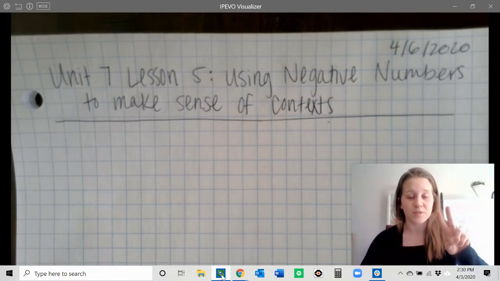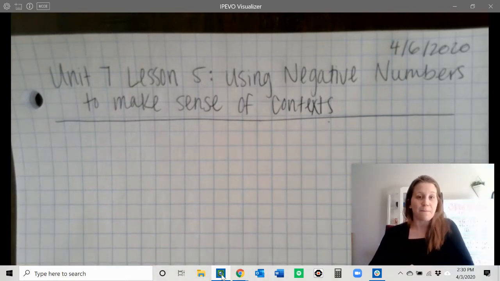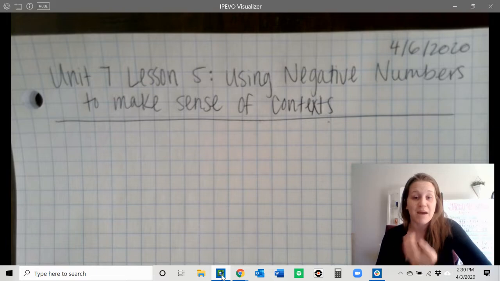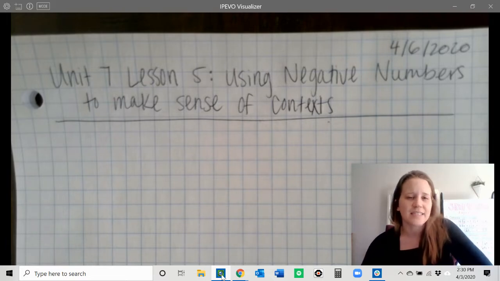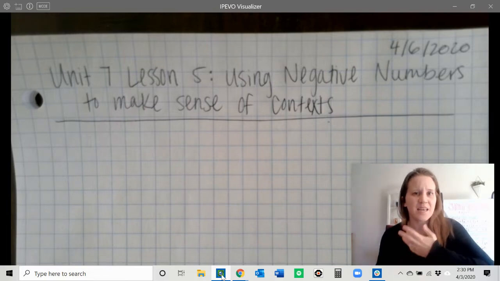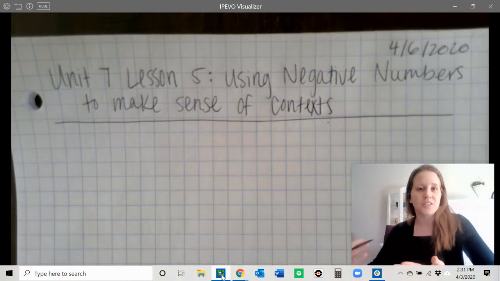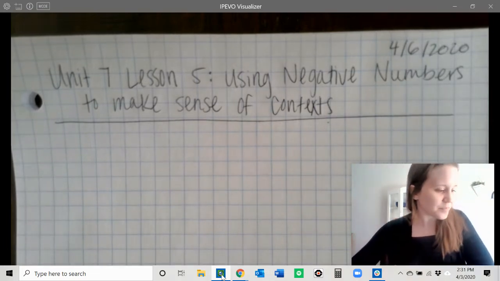Today, we're going to build on those two contexts that we've already been practicing with a couple more. One has a lot to do with money, and the other is what's called inventory, or amount of something that you have. So we're going to work on those two other contexts, but same thing. We're going to use negative numbers and positive numbers to talk about those quantities.